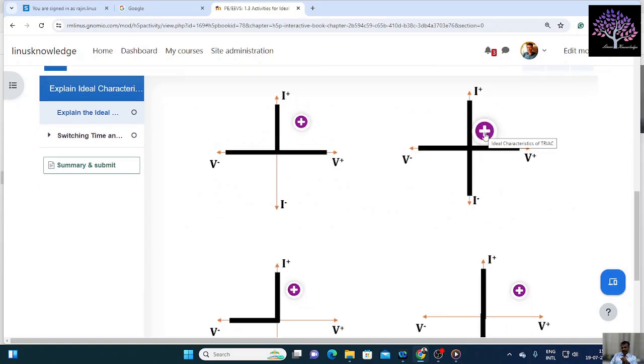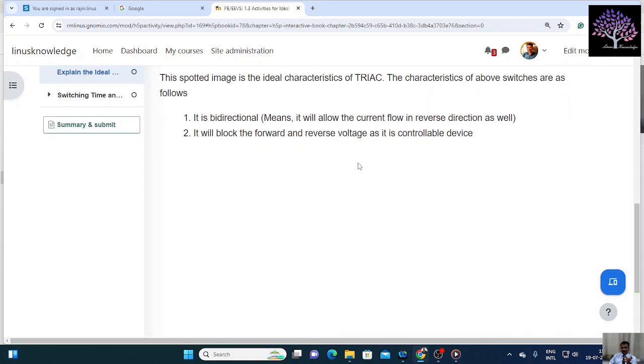Then let me go to the second option. This is the ideal characteristics of triac. If you click here, you will understand which one it is. This is the ideal characteristics of MOSFET, IGBT, power transistor. This is the ideal characteristics of triac. What is the ideal characteristic of a triac? It will conduct forward current as well as reverse current. Similarly, it will block forward voltage as well as reverse voltage. There is some control concept to block the forward voltage and reverse voltage, right? If we click this, you can clearly understand it is bidirectional. It will block the forward and reverse voltage as well, right?